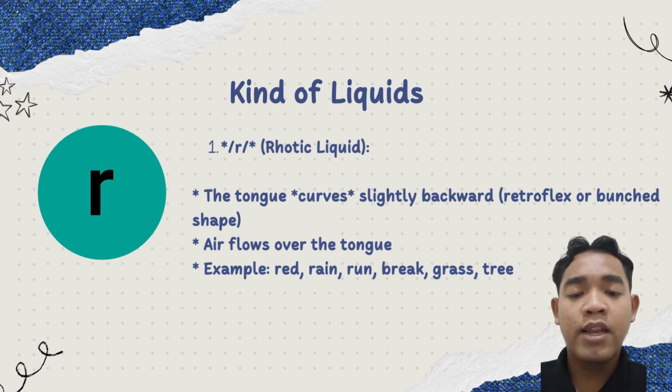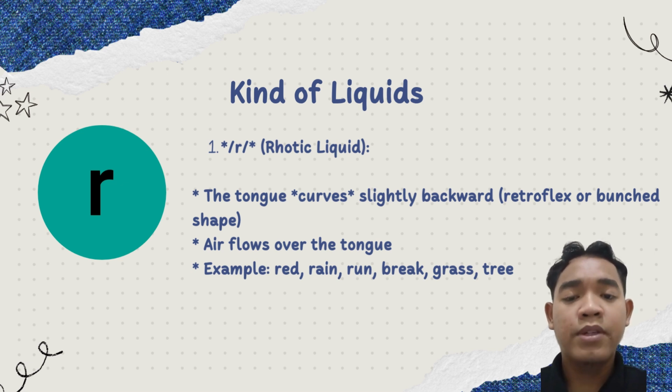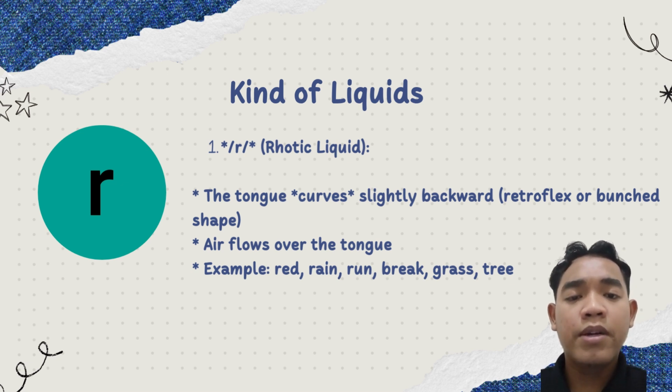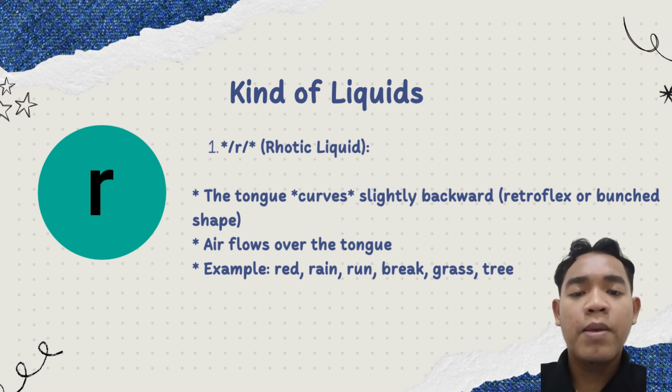Liquid consonants have two types. The first type is the rhotic approximant. A rhotic approximant is a type of consonant articulation where the tongue approaches the roof of the mouth without actually touching it, and the airflow passes through smoothly without creating friction or turbulence. It's different from trills or taps, which involve vibration or contact. A common example of a rhotic approximant is the R sound.